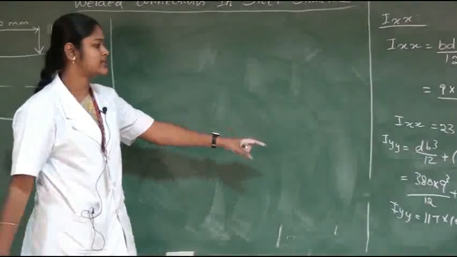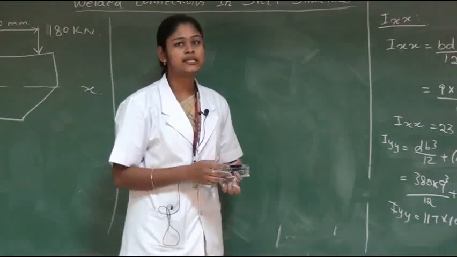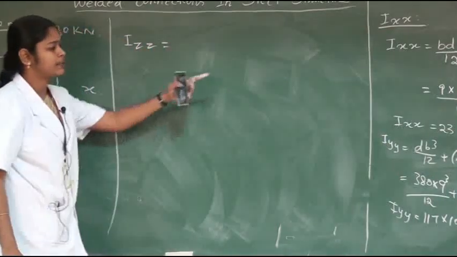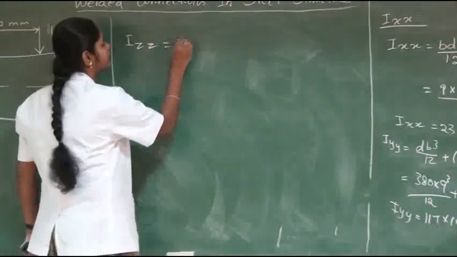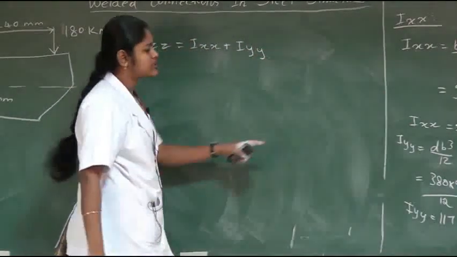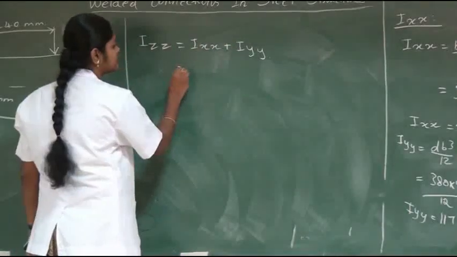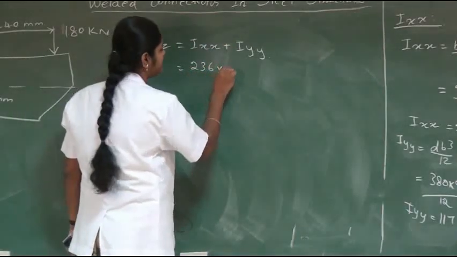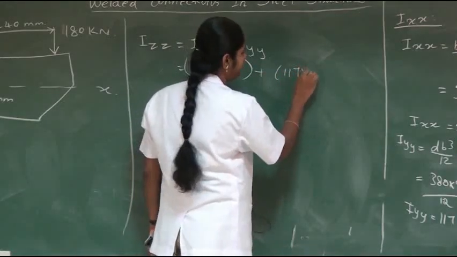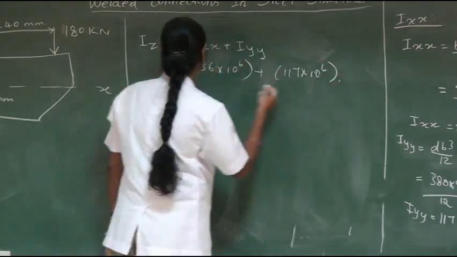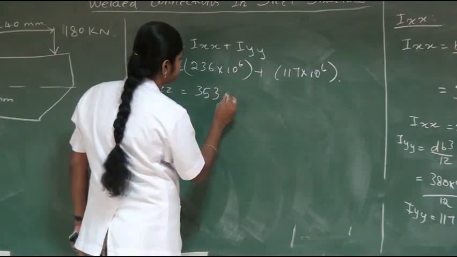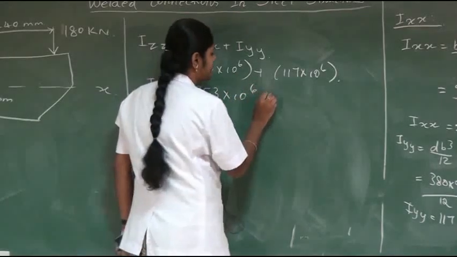After calculating Ixx and Iyy, we have to calculate the Izz, that is the moment of inertia in Izz. For this the formula is Ixx plus Iyy. We have to add this Ixx and Iyy: 236 into 10 to the power 6 plus Iyy is 117 into 10 to the power 6. By adding, we get the answer as 353 into 10 to the power 6 mm power 4.